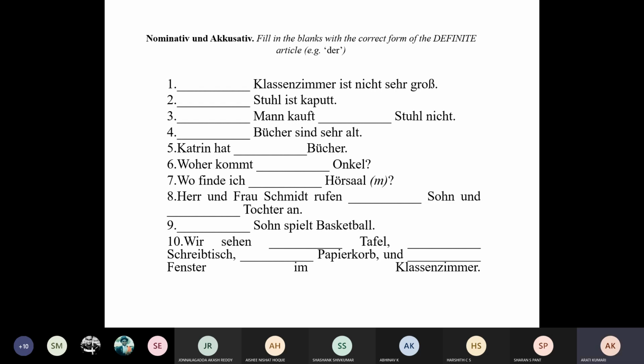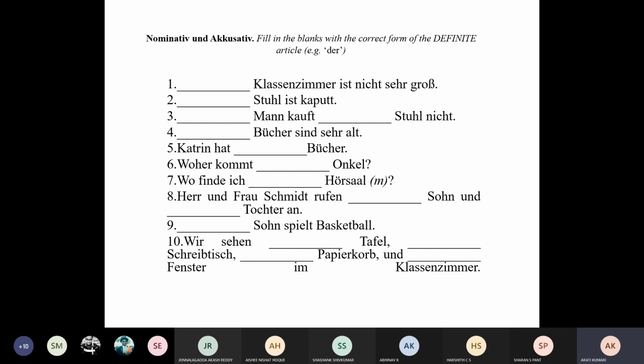And son is also the subject because son is taking the action, playing basketball. So? Der Sohn spielt Basketball. Yeah, the son is playing basketball.